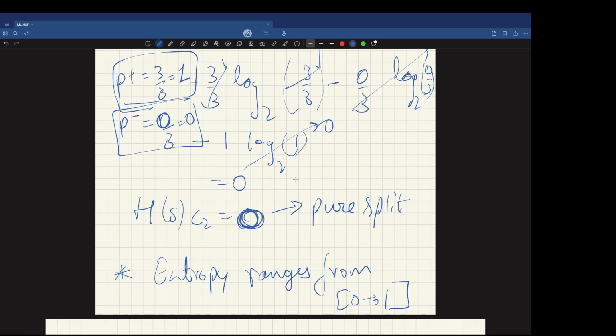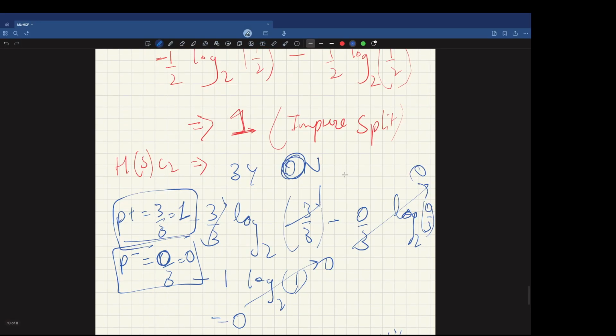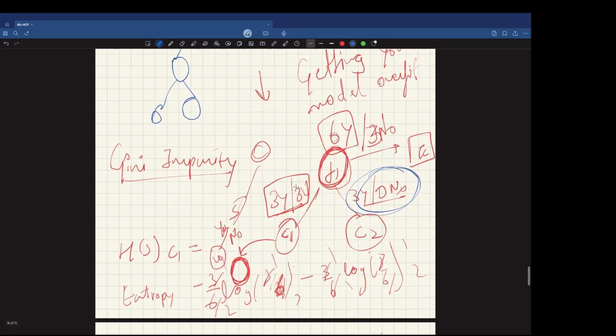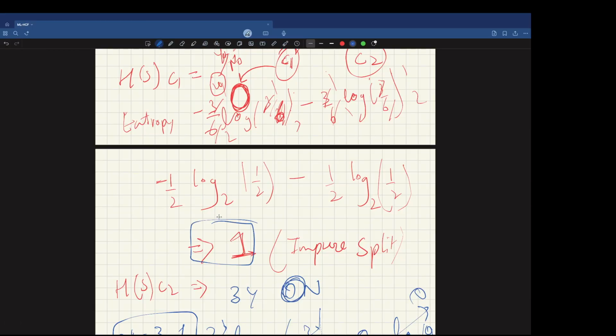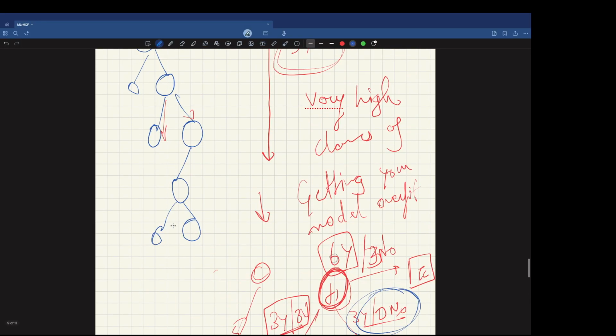Again, we'll go a little bit above. Gini impurity, leave it right now. What was H of C1? We calculated it as 1. At what time was H of C1 1? When P positive was 1 by 2, that is 0.5, and P negative was also 0.5.